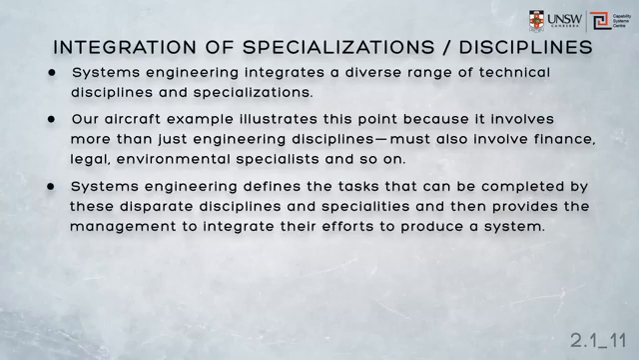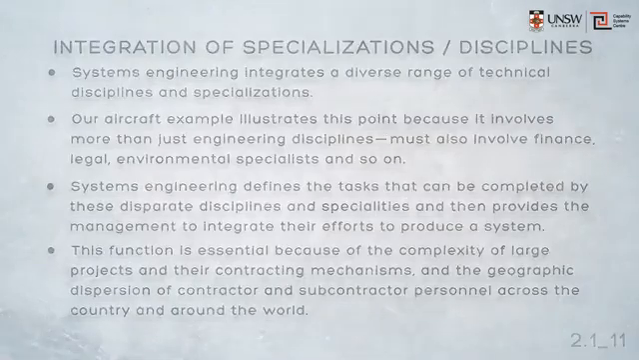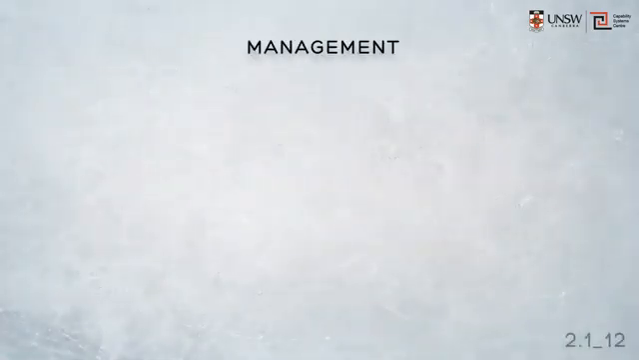The aim of systems engineering is to define the tasks that could be completed by these disparate disciplines and specialties, and then to provide the management to integrate their efforts to produce the system that meets the user's needs. In modern system developments, this function is all the more important because of the complexity of the projects, their size, their contracting mechanisms, and the geographic dispersion of contractors and subcontractor personnel across the country and indeed across the world.